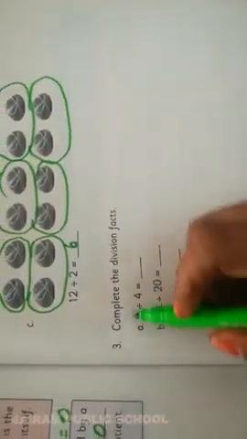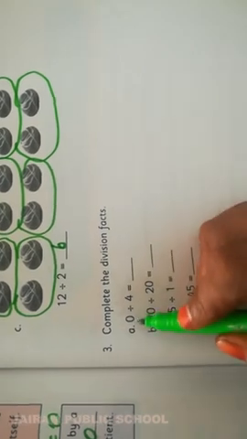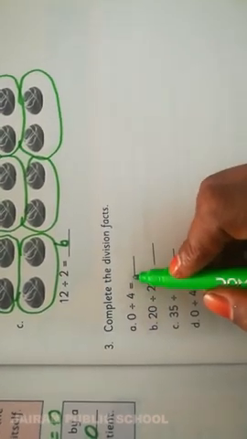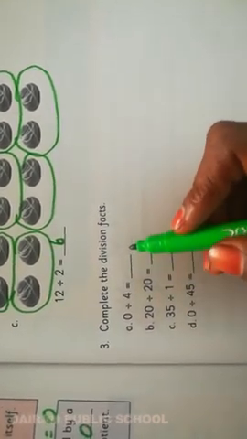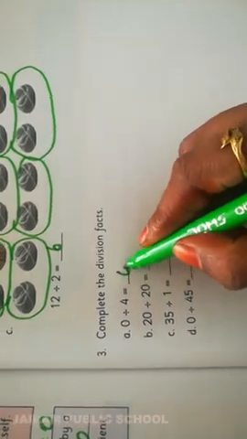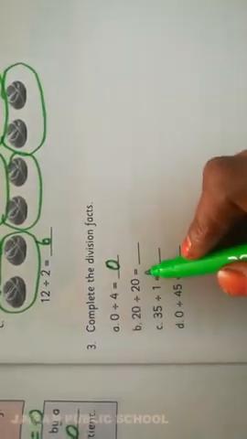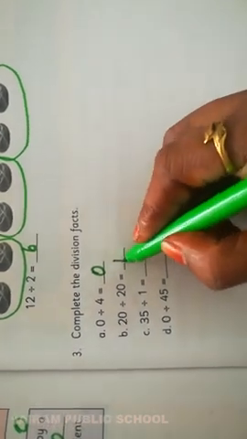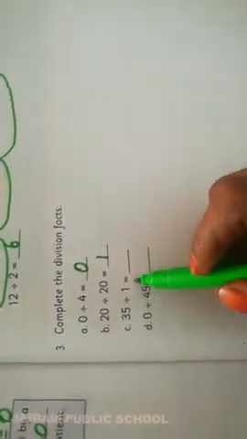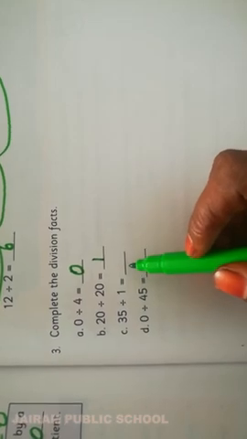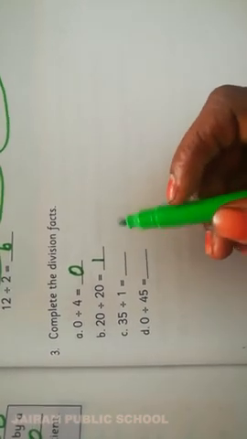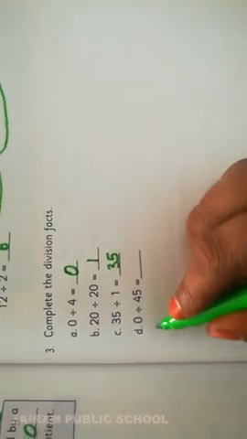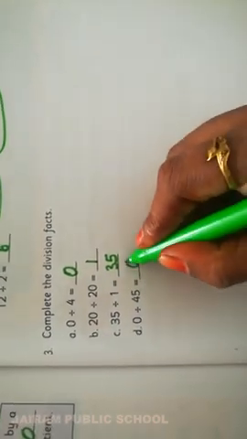Then third one, complete the division facts. 0 divided by 4 equals 0. Zero divided by any number, we will get the answer 0. Option B, 20 divided by 20: any number divided by itself, the quotient will be 1. 35 divided by 1: any number divided by 1, we will get the quotient as the same number. So 35. 0 divided by 45 is equal to 0.